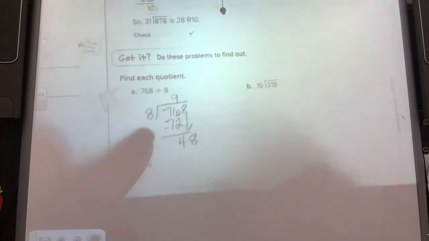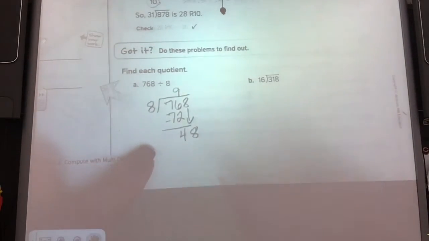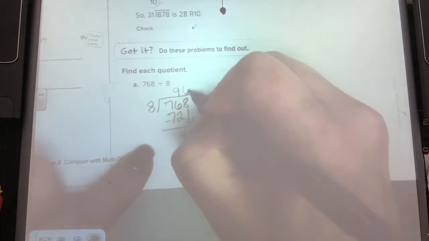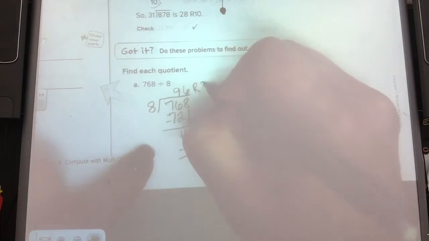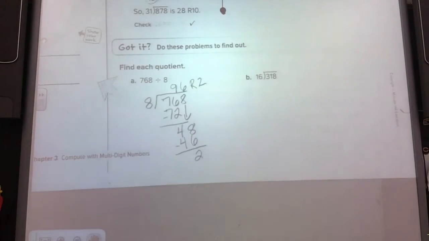Bring down my 8. How many times can 8 go into 48? Again, follow that number line over. 6 times. 6 times 8 friends is 46. I have a remainder of 2. Alright, go ahead and pause before we move on.